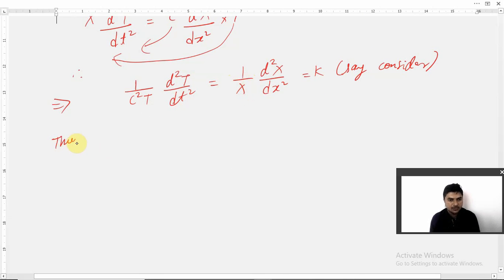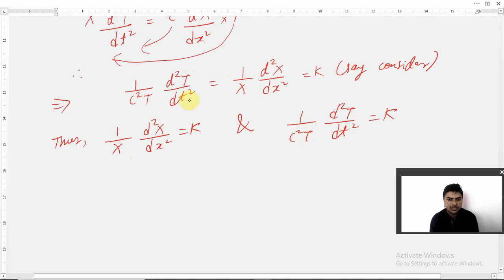Now I am going to equate this to k. So what will be the values friends? Yes, I am going to take 1 upon X d²X/dx² is equal to k, this part, and I have to solve 1 divided by c²T d²T/dt² is equal to k. So this is the solution and this is the solution. When you get both the solutions with respect to x and t, that will be our final solution. Okay, now I will simplify both these equations simultaneously.